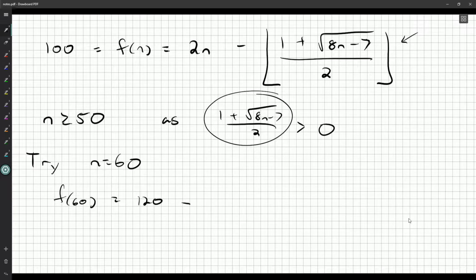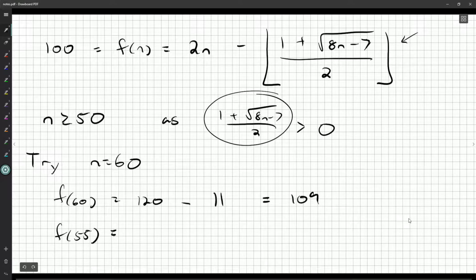So that's about 21 plus 1, 22 divided by 2. So subtract 11.3, but you round it down to 11. So it'll be 109. So it's actually 60 is too big. I don't know, try 55.